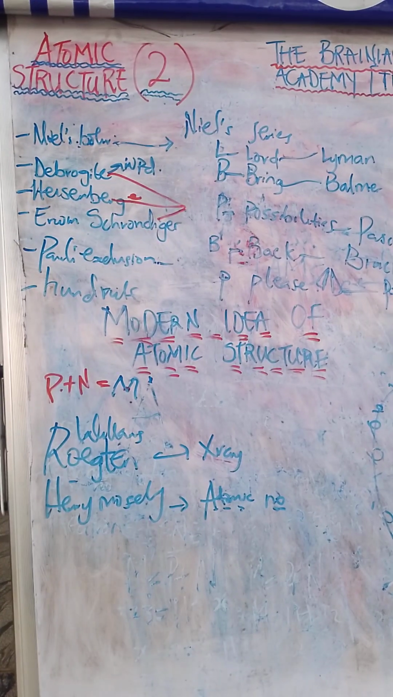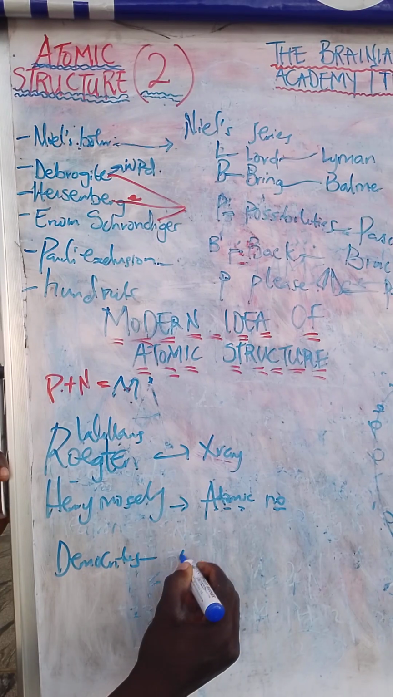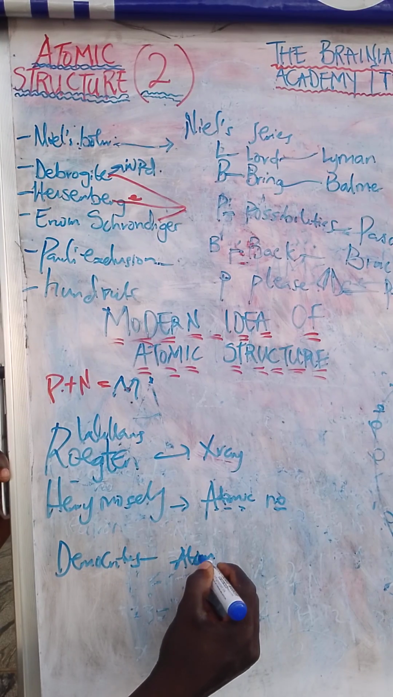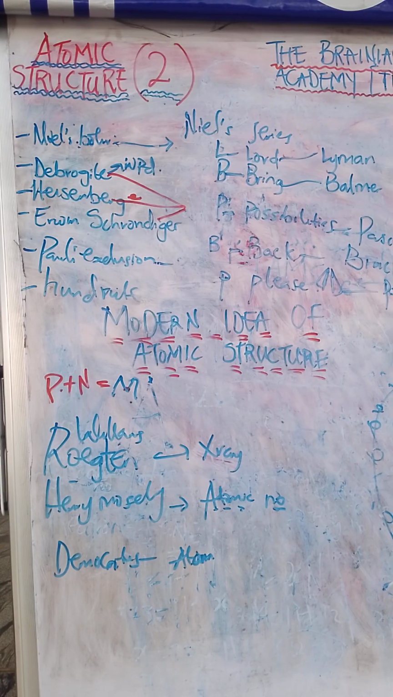Then Democritus was the first man to propose the atom, from the word atomos, which means indivisible. That's Democritus. Then we still have a lot of people. Berzelius is the man that assigned symbols to elements.